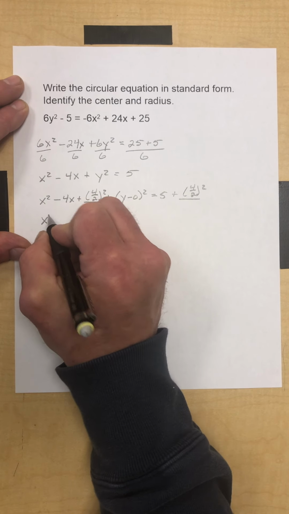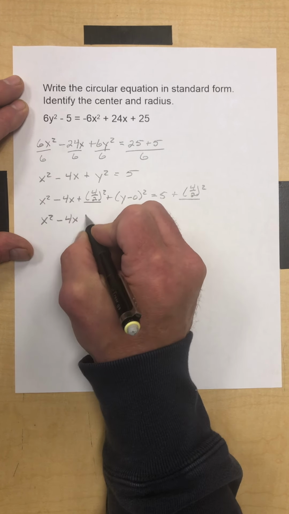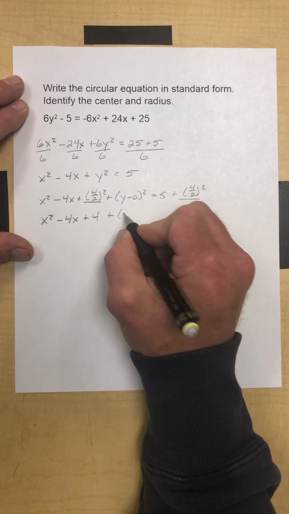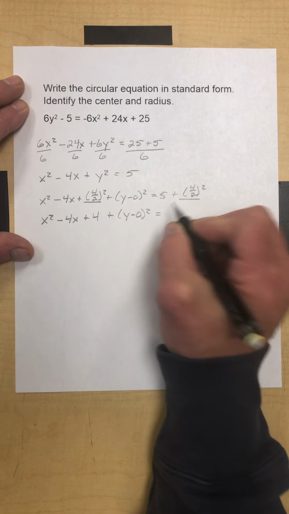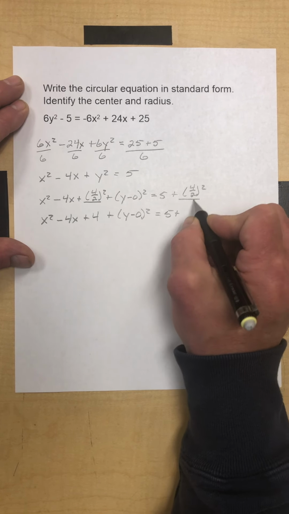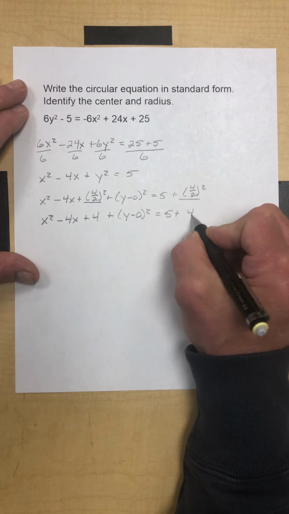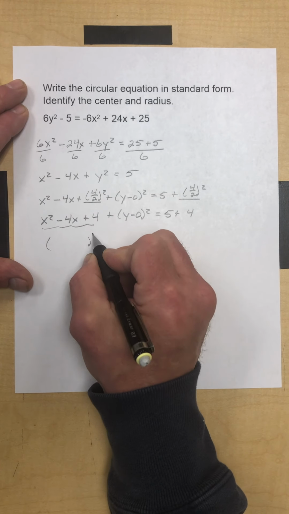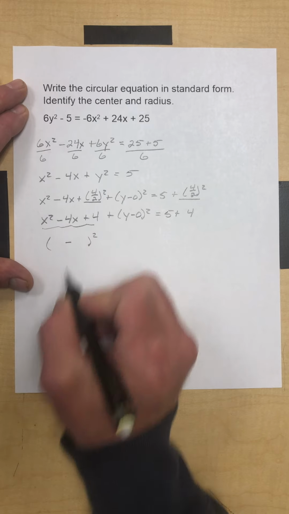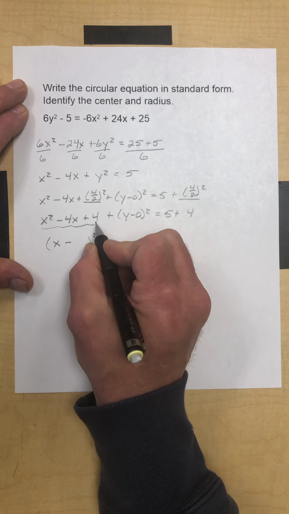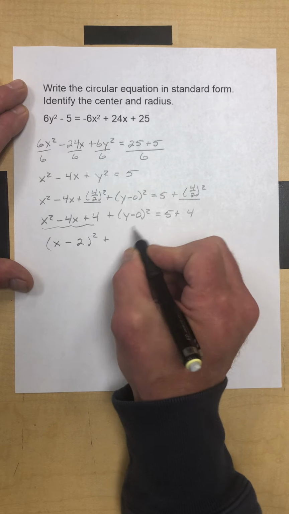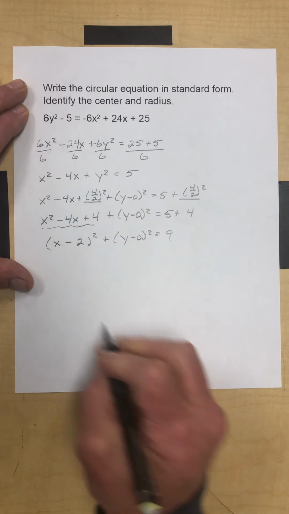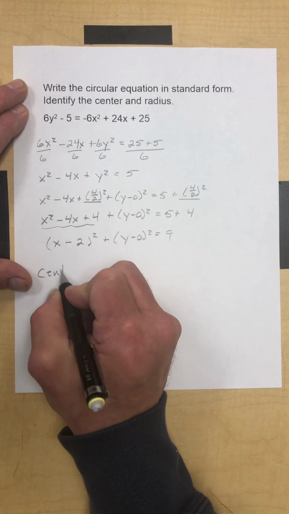Okay, so I get x squared minus 4x plus 4 divided by 2 is 2, 2 squared is 4, okay? Plus y minus 0 squared equals, let's see, that's 5 plus, and we know this guy is 4. Okay. All right, so I've got a perfect square trinomial here, so I factor that guy into the square of a binomial, bring the sign of the middle term, the linear term down, square root of x squared is x, square root of 4 is 2. I'm already done with the y. y minus 0 squared equals, and obviously that's 9. Okay, so I'm good. It's in standard form.